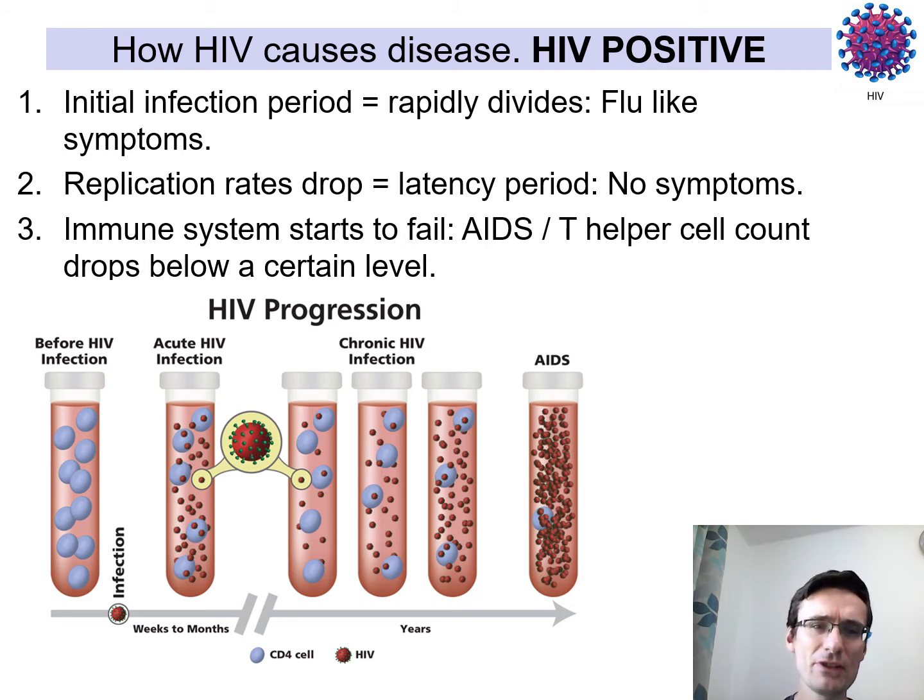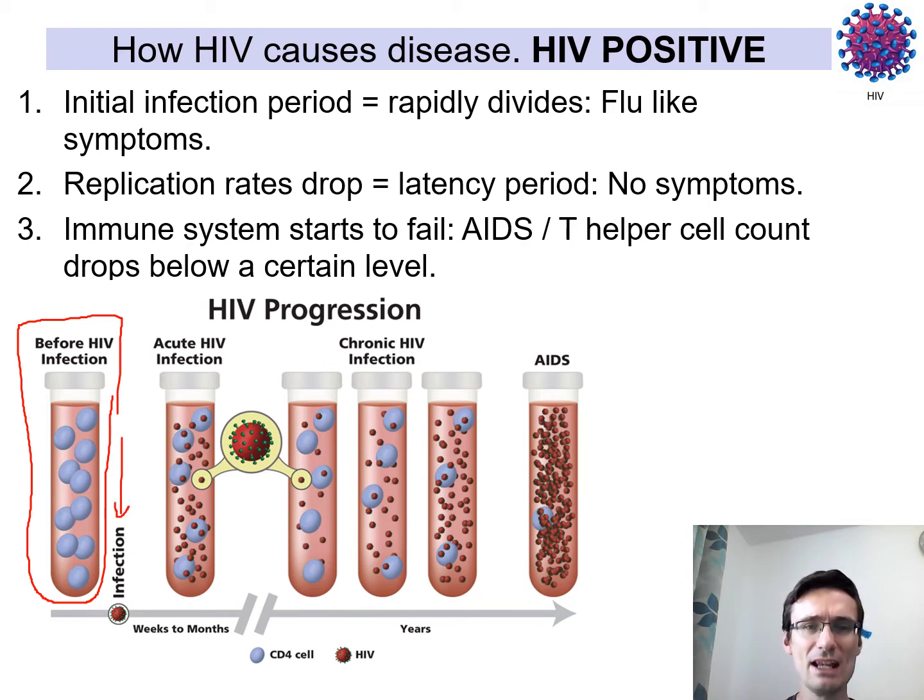So if we continue with that, this is what then happens. If you have a look at these pictures at the bottom, it shows you the stages, what you'd see in a blood test. If you were not HIV positive, you would have just the blood cells there. And then after the point of infection, you go through several stages. First of all, you would have acute HIV infection, which would be like the flu effectively.